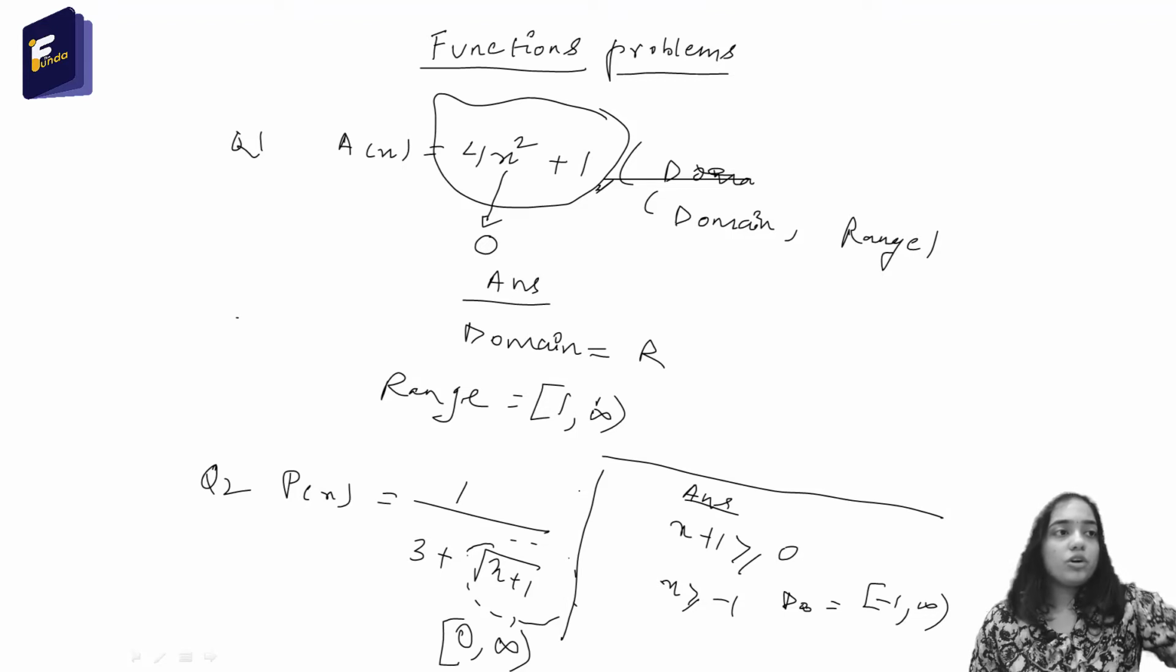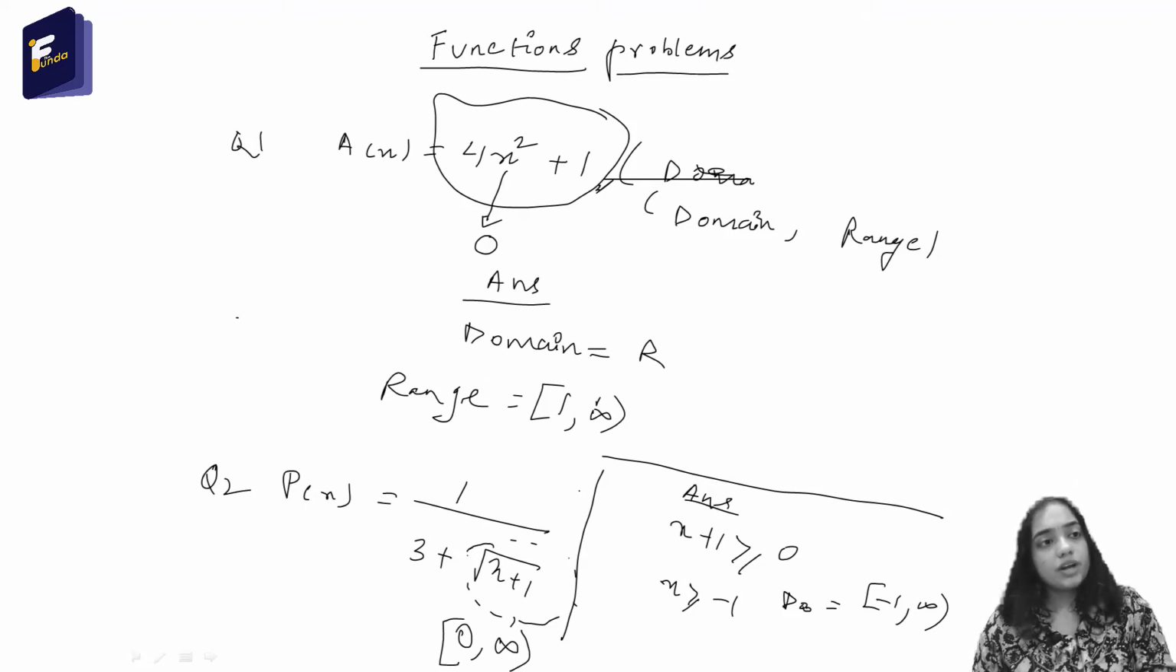So for the function p of x, what we are doing? We are doing 1 by 3 plus square root of x plus 1. What is the minimum value of square root of x plus 1? It is 0. So for p of x, we will add 3 to 0, so it will be 3. So this will be 1 by 3 plus 0, that is 3, to 3 plus infinity, that is infinity. So this is included.